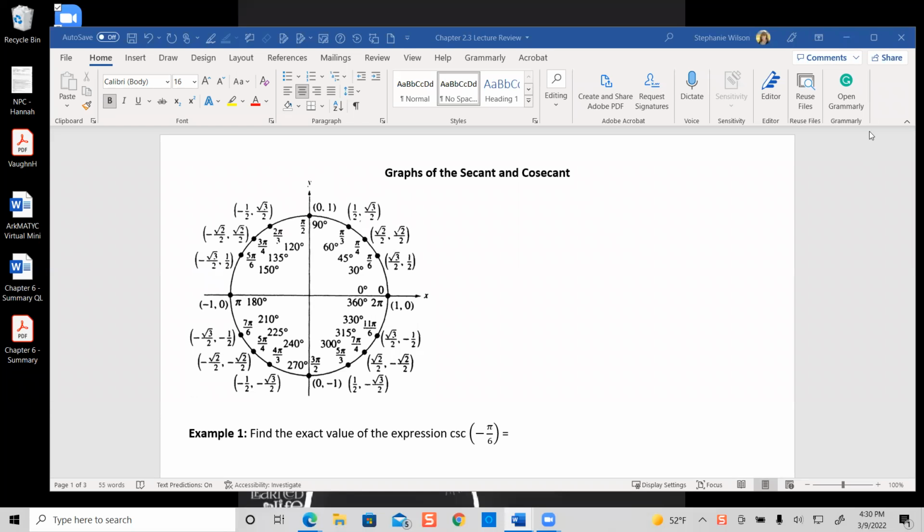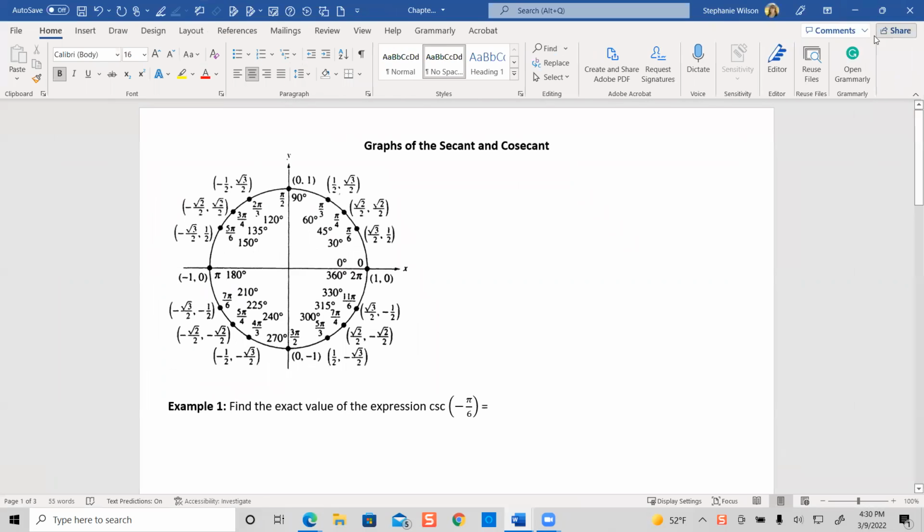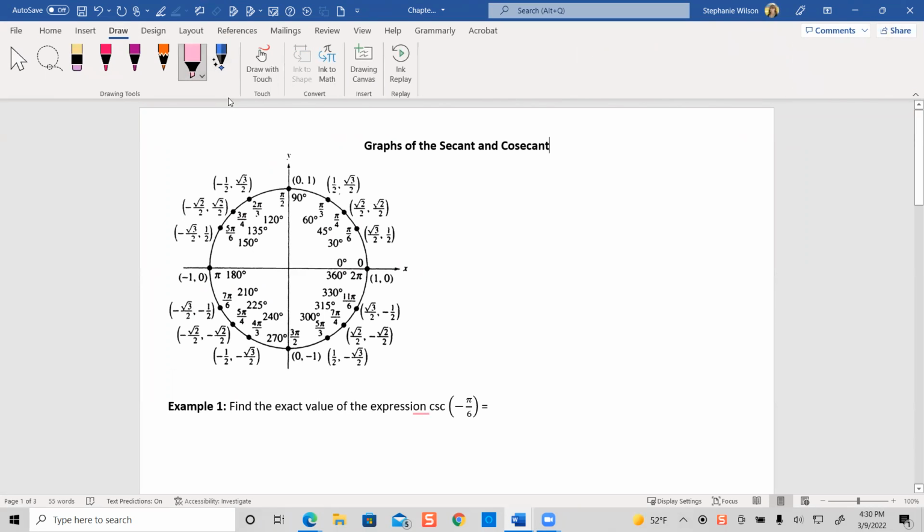Graphs of secant and cosecant. So here we have our unit circle right here. It's important that you memorize this, guys. This will be more helpful if you have this memorized. So what do we have on here? We have our exact values. We have our radians and we have our degrees.